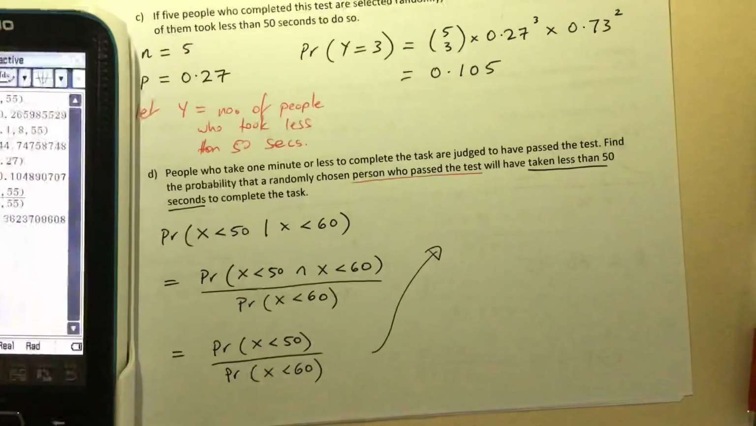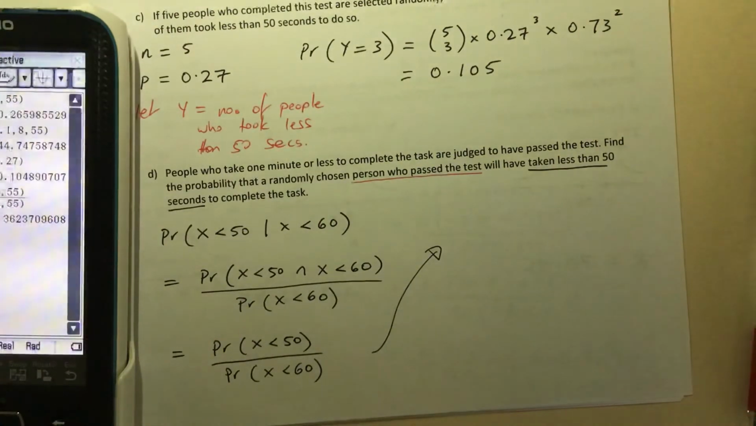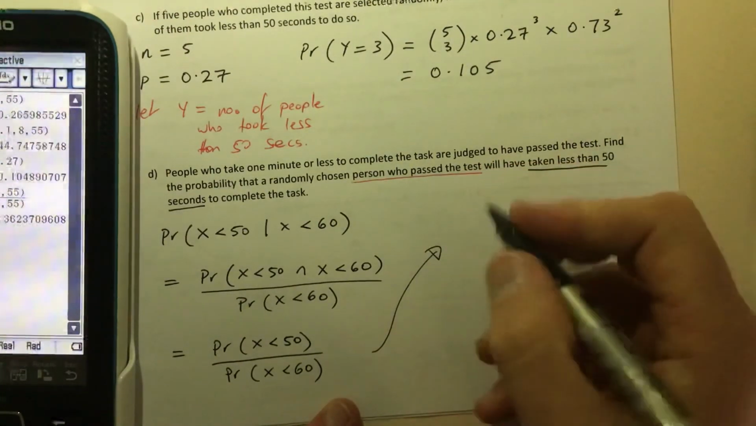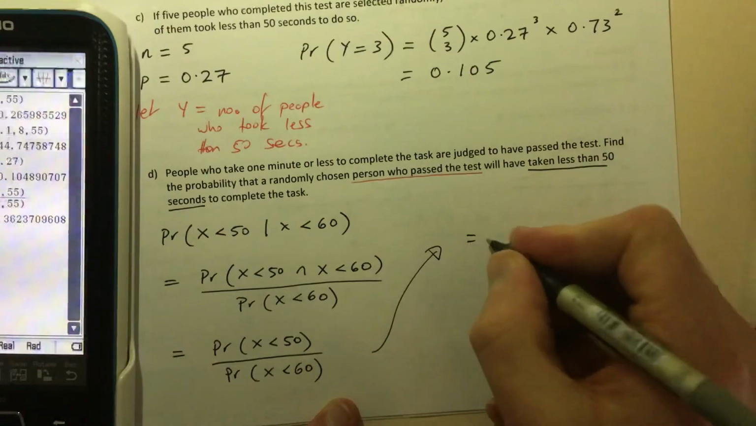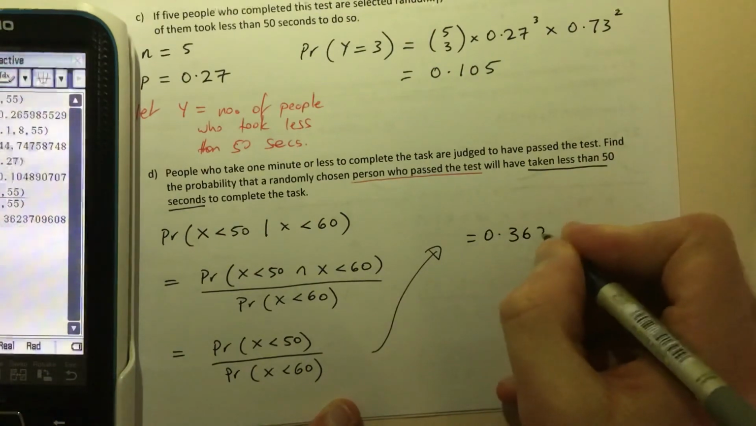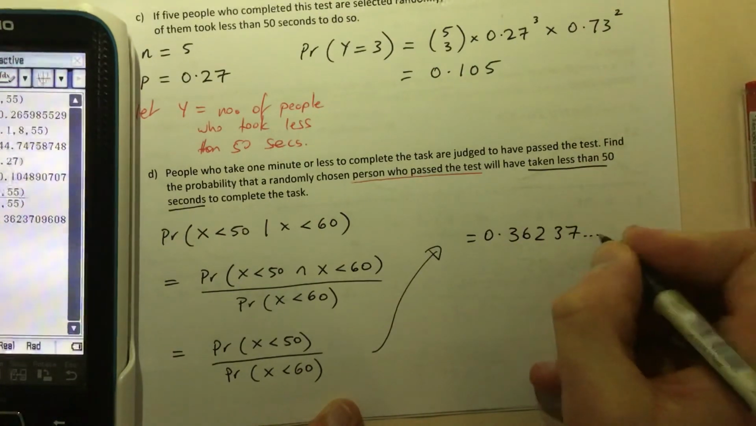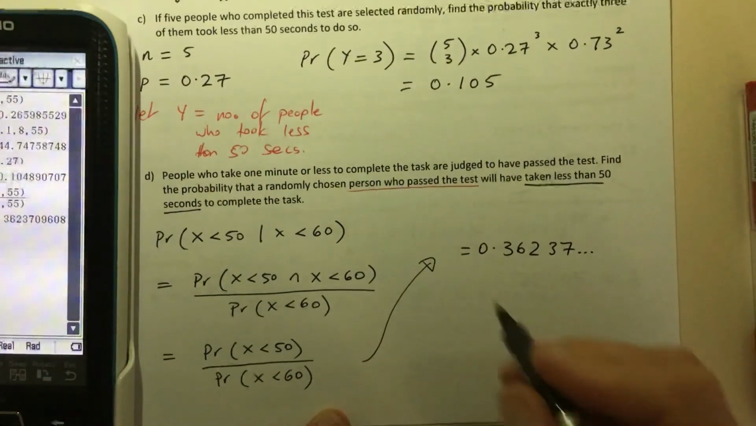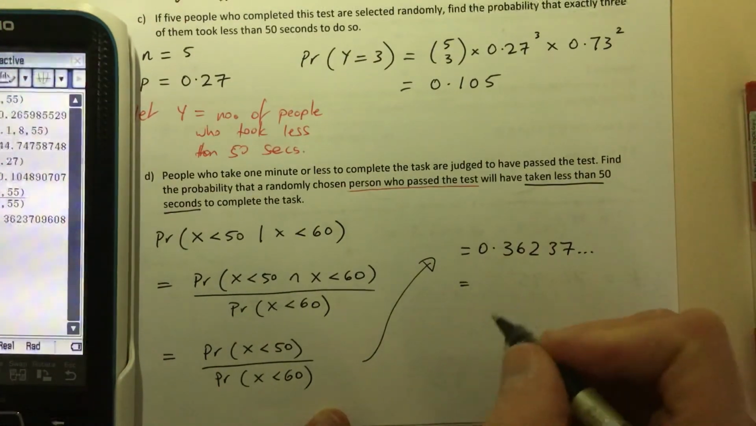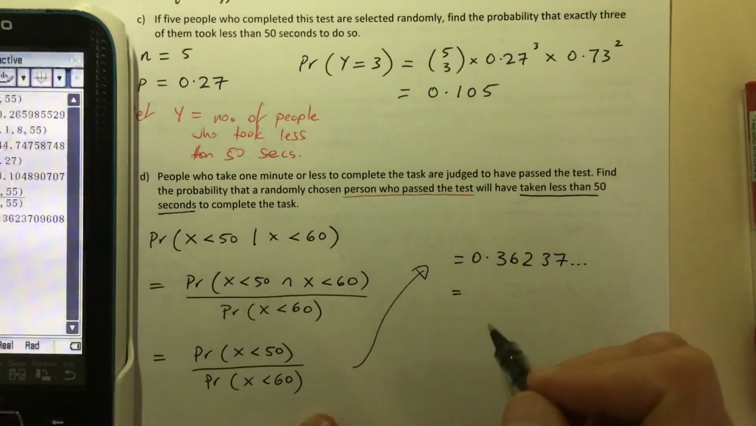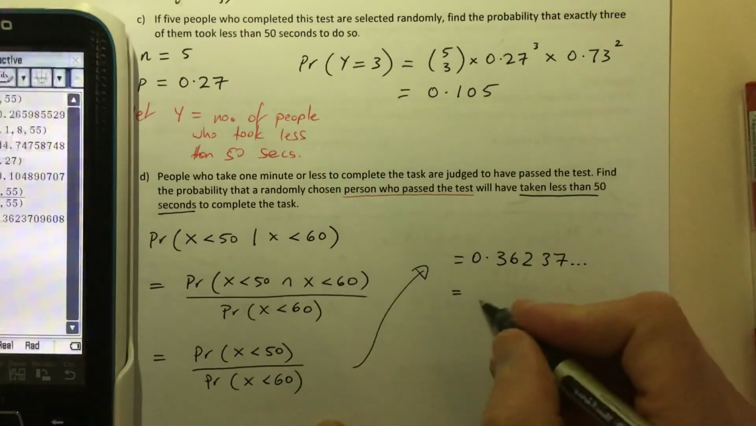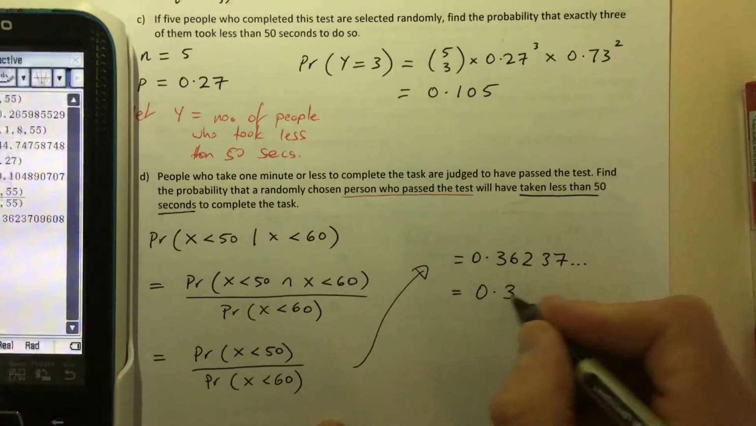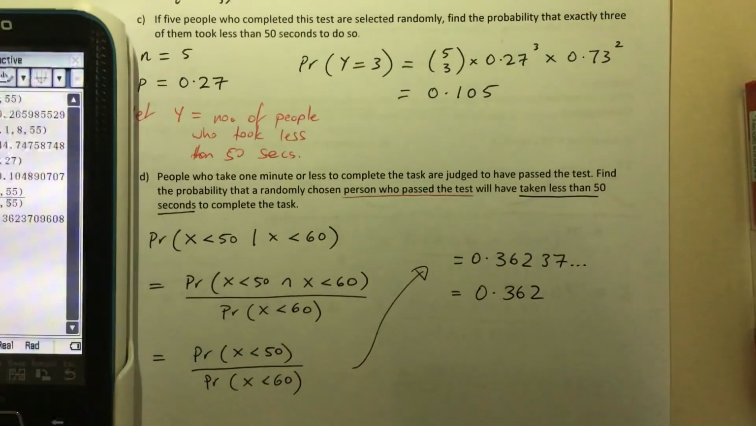Okay, so I get 0.36237, so equals 0.36237. And again, I forgot to write how many decimal places to round to. I'm not having a good go of this example, so let's go to 3 decimal places. 0.362, correct to 3 decimal places.